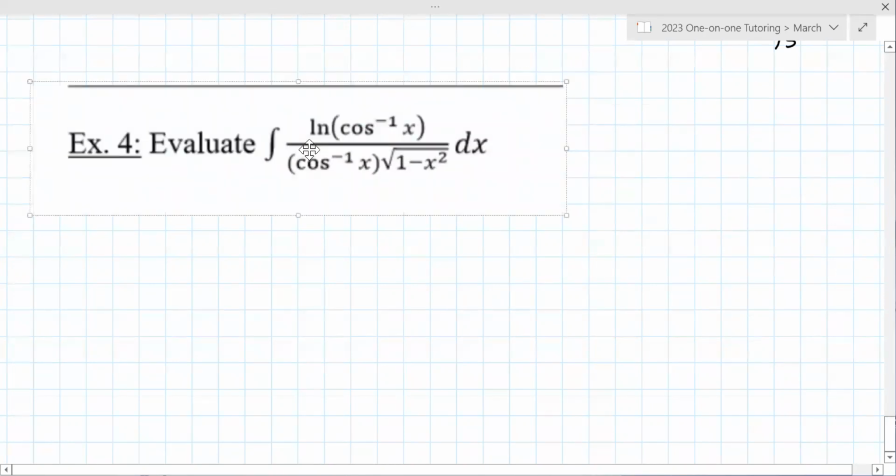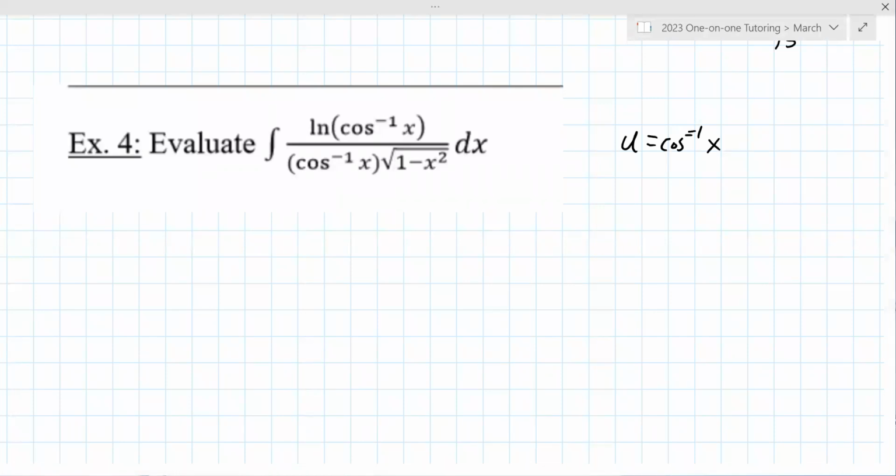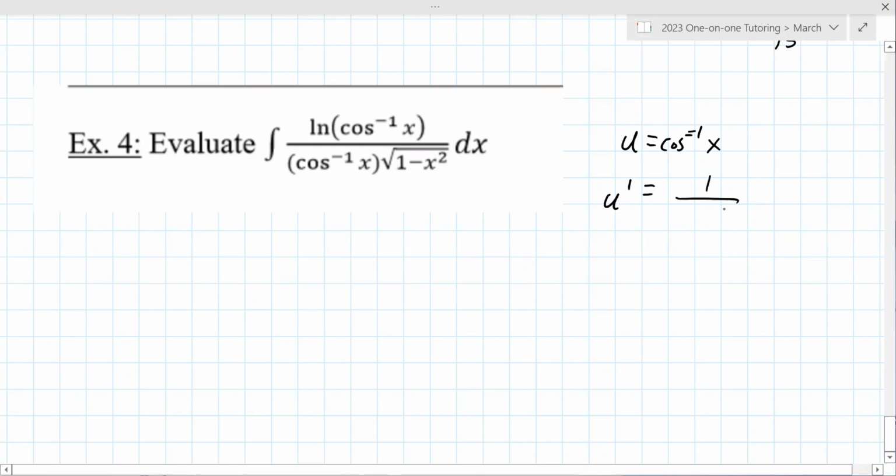Okay, so we're going to integration. Your eyes should be drawn to the fact that there's potentially a u substitution, because the derivative of cosine inverse, u prime, is 1 over the square root of 1 minus x squared. There's actually a negative in there. And you should be thrilled. You should say, oh my gosh, that's in the integral. Your u substitutions are done when the derivative is already in the integral. That's a good sign.